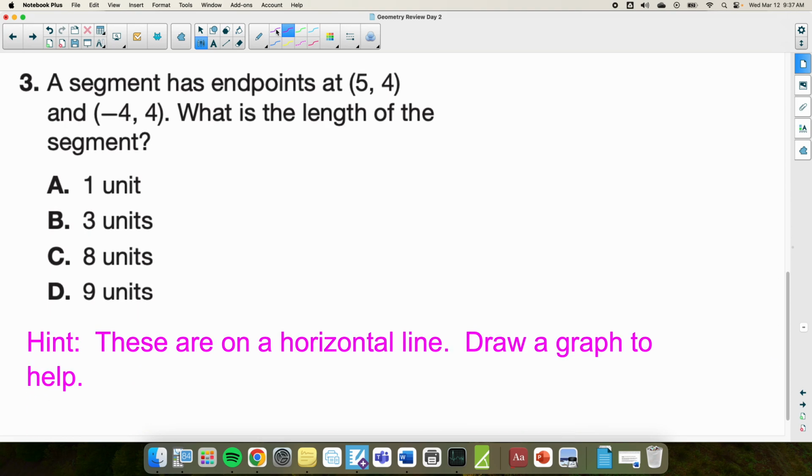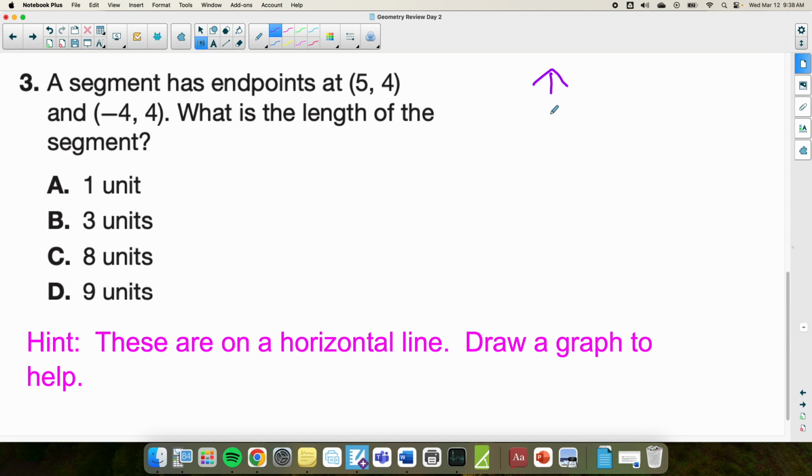It says a segment has endpoints at 5, 4, and -4, 4. What is the length of the segment? So there's 2 ways you can do this normally. If they're asking for length, you can use the distance formula. That formula would be on the MCA test, and you can use that. Or what you can do is graph it and draw in a Pythagorean triangle and use the Pythagorean Theorem.